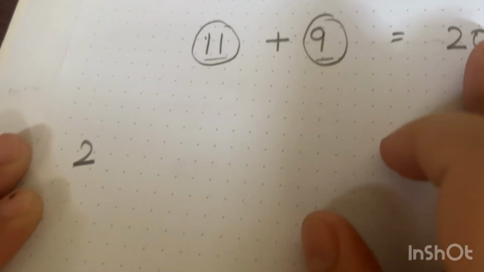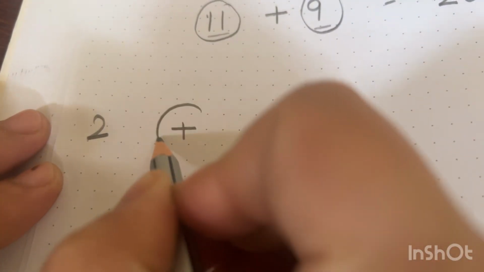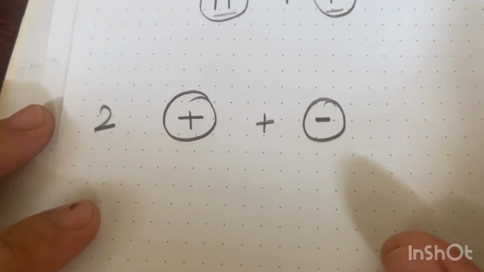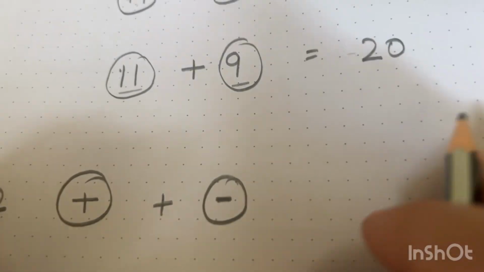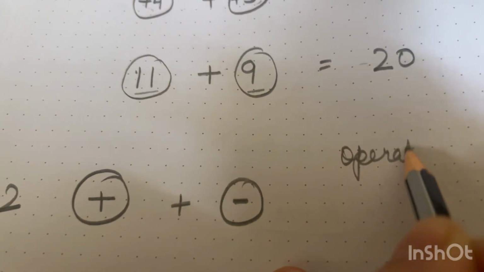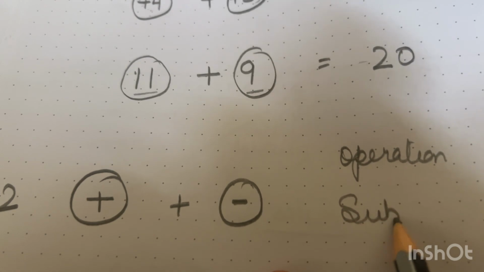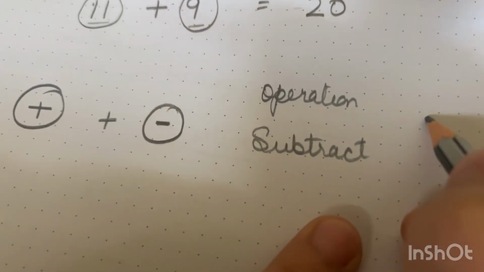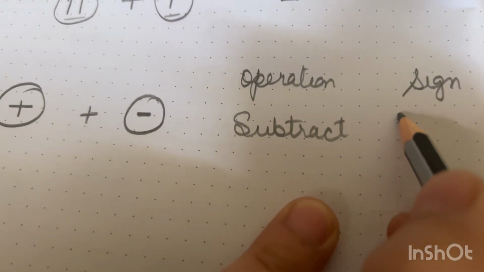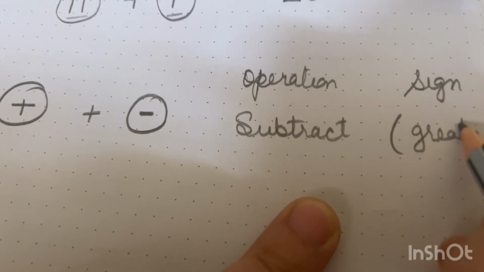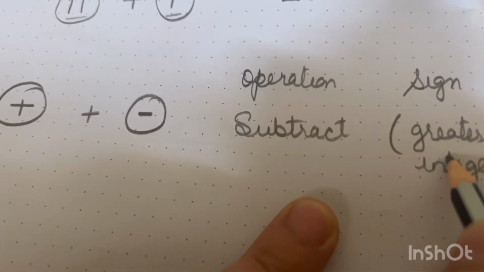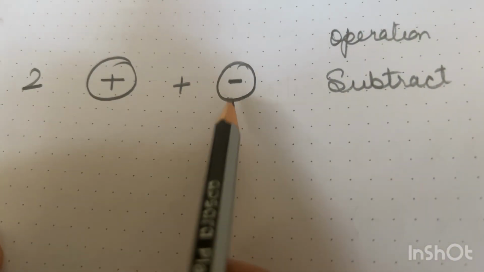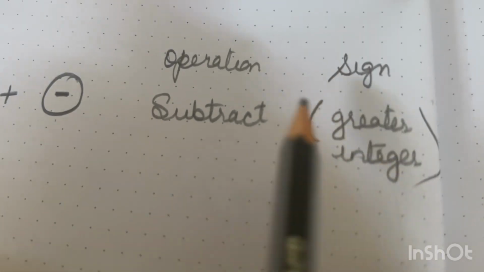Rule number 2 is, if we add a positive integer and a negative integer, now this is very important, listen carefully. The operation we are going to do over here is to subtract both of them. But the sign, which is very important, we will put is the sign of the greater integer. Of both of these numbers, the greater integer contains a sign, and that sign we will put over the answer.